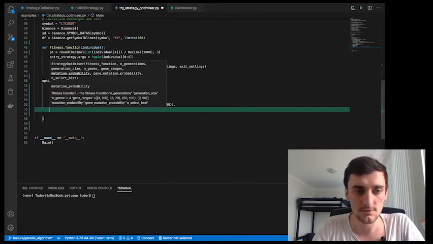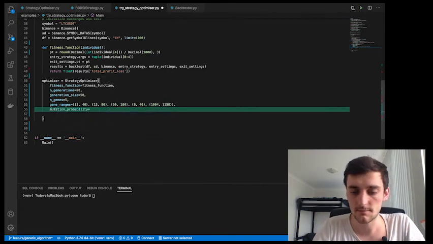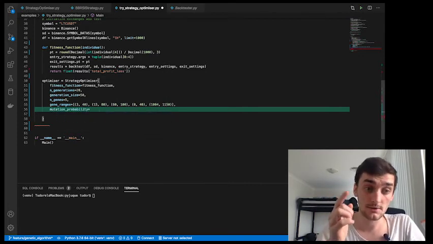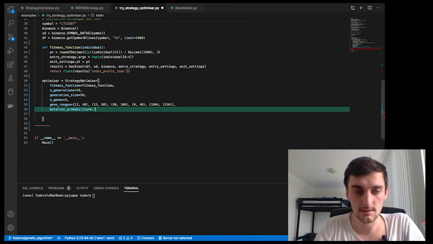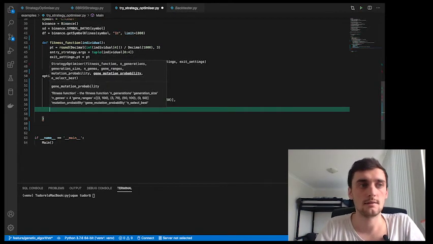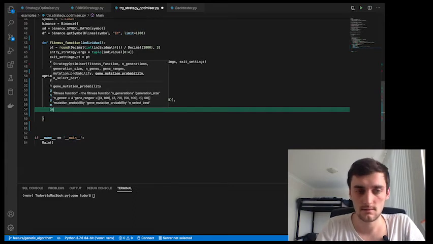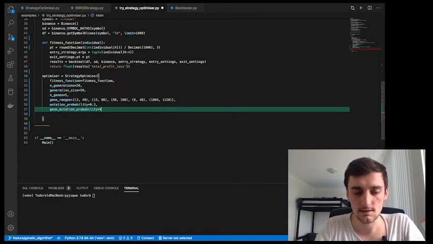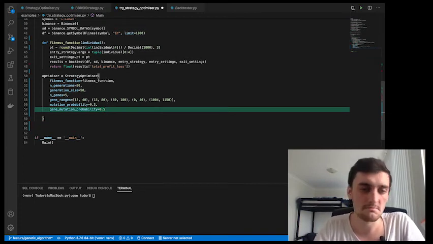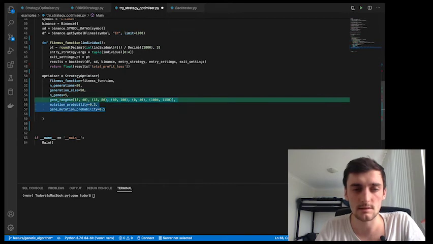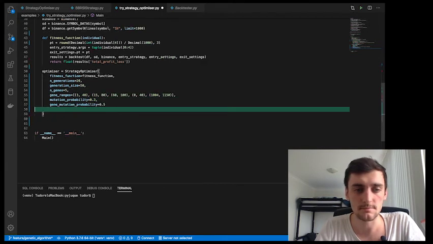Okay. After gene ranges, mutation probability. How likely is one individual to be mutated? I'm going to put this at 30%. And the gene mutation probability is 0.5. I've played a little bit with these numbers. I think these numbers give decent results.